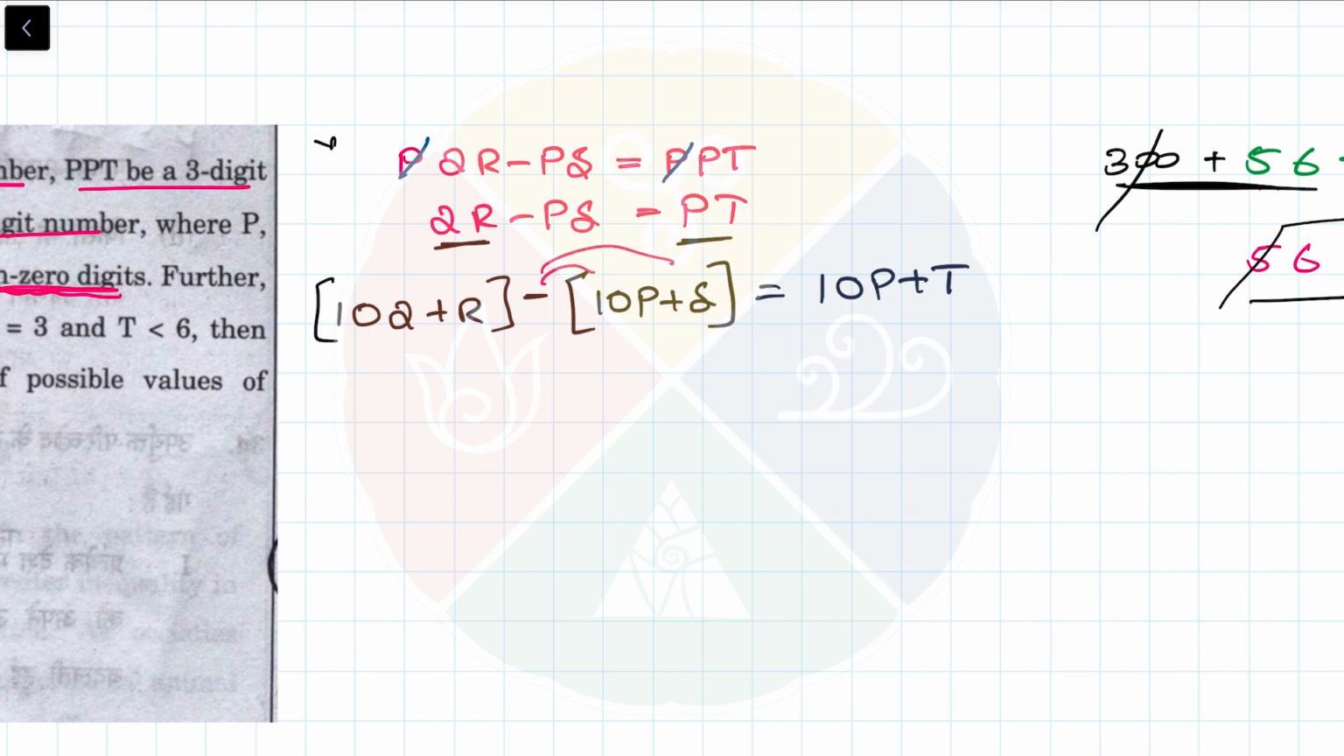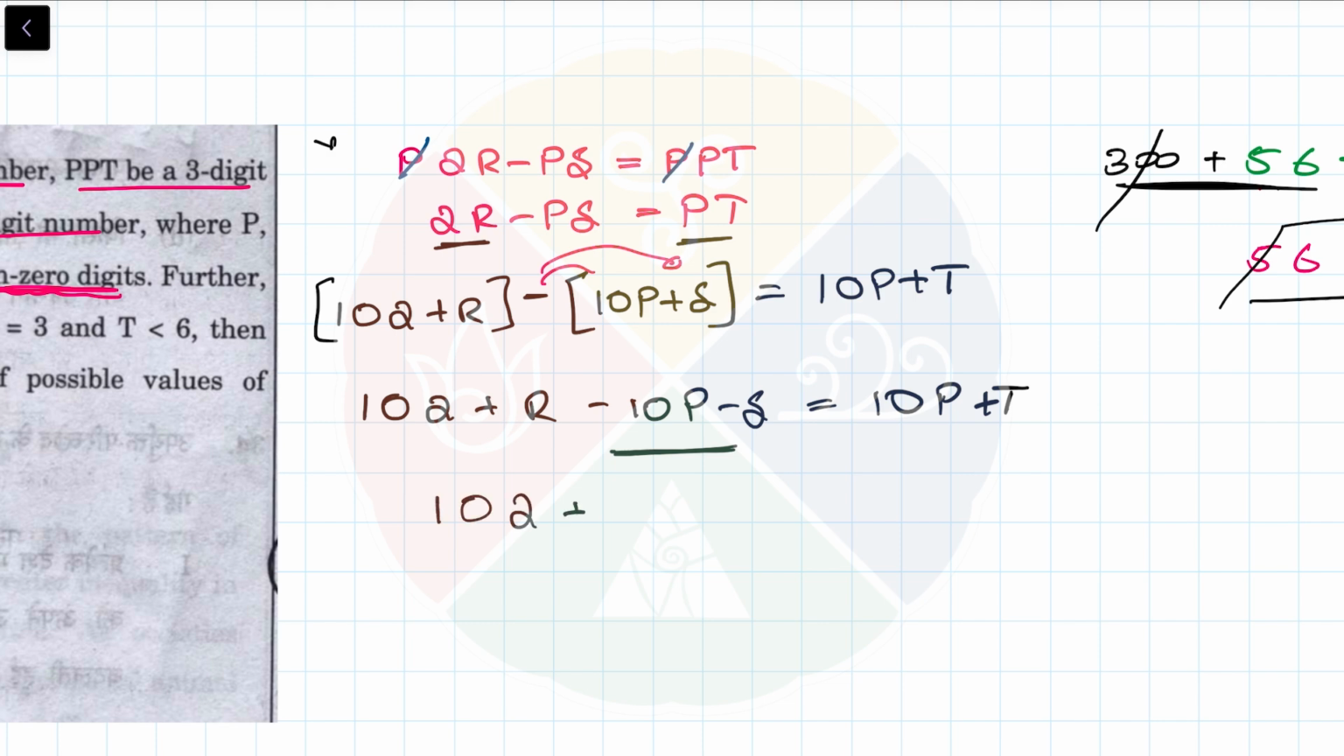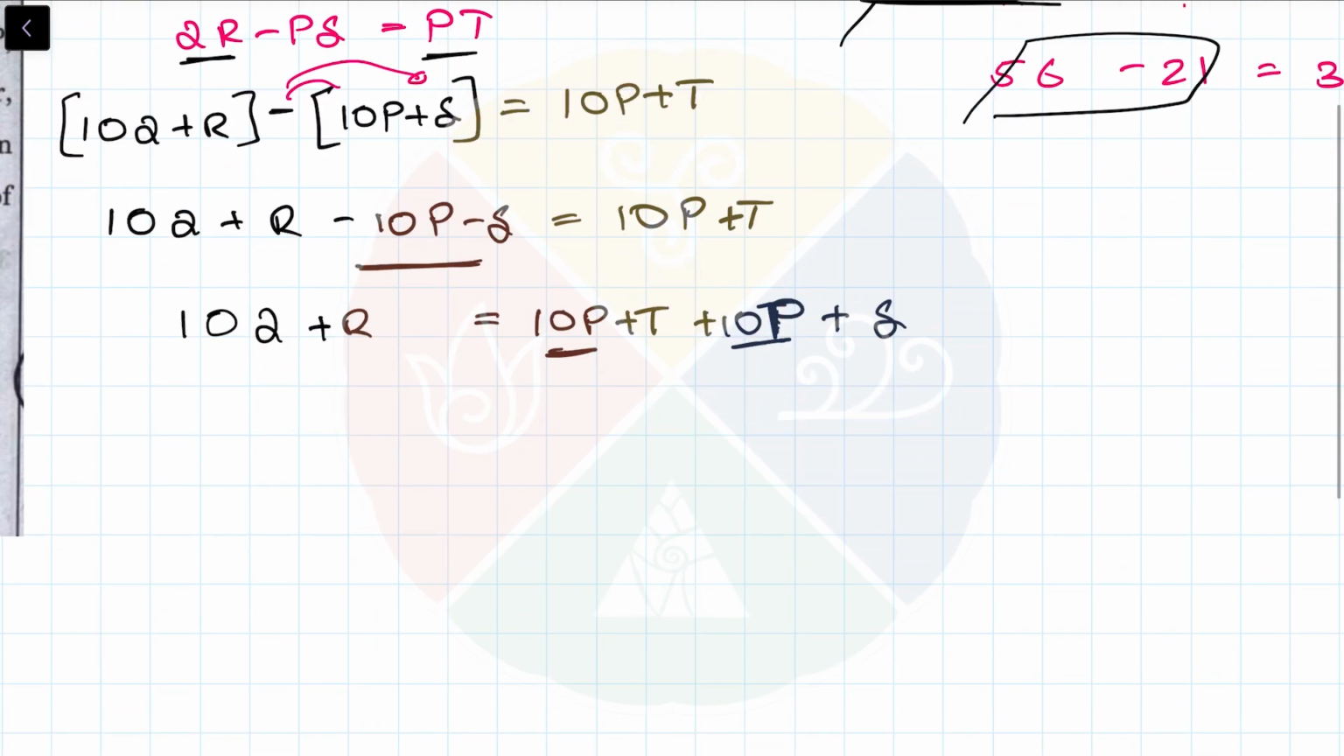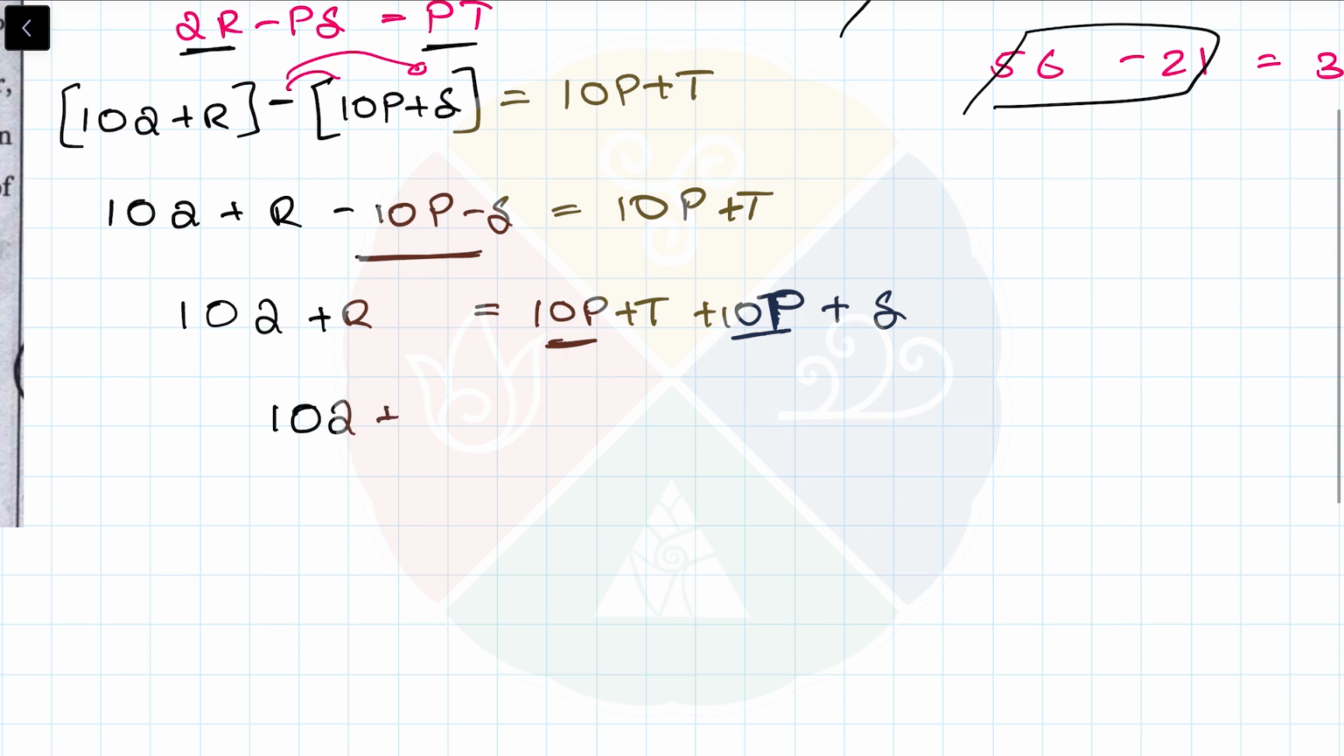Now, taking this minus inside, I am going to get 10Q plus R minus 10P minus S equal to 10P plus T. I'll simply take these both to the other side. 10Q plus R is equal to 10P plus T plus 10P plus S. And if you look, 10P plus 10P is simply 20P. So I'm going to get 10Q plus R is equal to 20P plus T plus S.